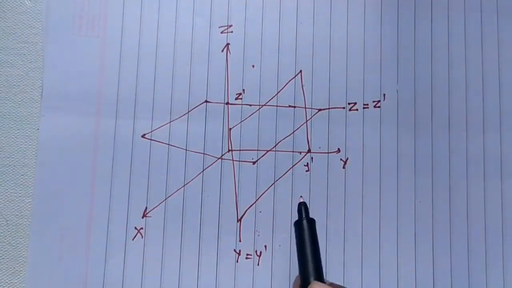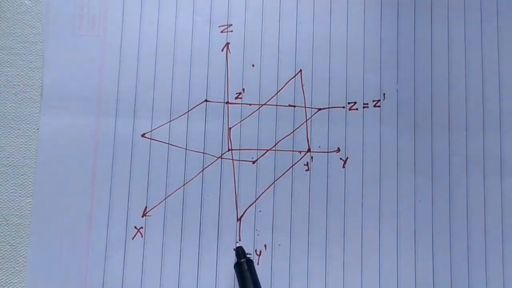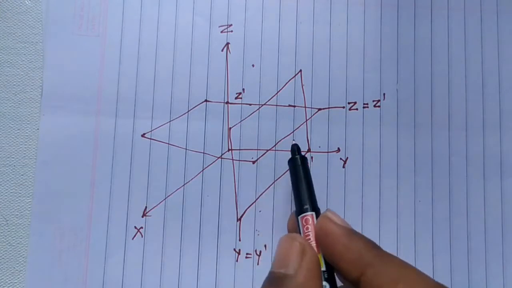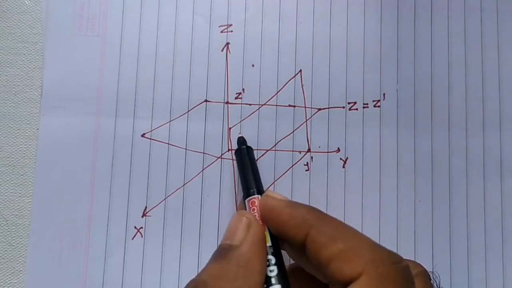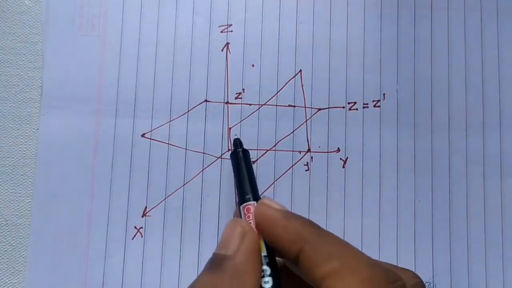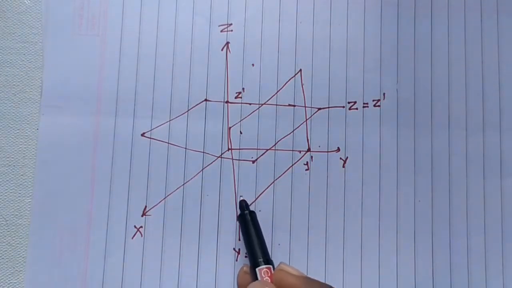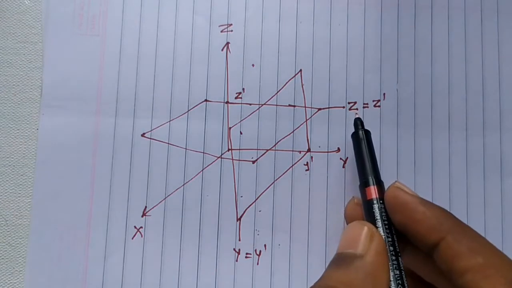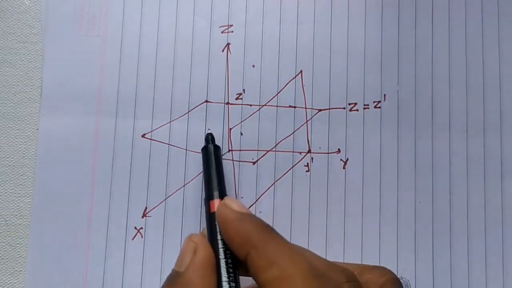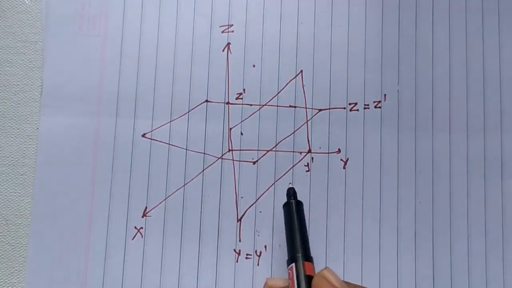You can observe one thing here. On this plane, I'm not going to name them because it becomes complicated. So on this plane, y is equal to y dash. Only y coordinate is fixed. Other coordinates x and z are varying. If you take this point, it has the same coordinate y is equal to y dash, and the other coordinates will be different. If I take this point, only y is equal to y dash is constant, and others are different. Similarly, if you look at the plane z is equal to z dash, you will notice that only z dash is constant on this plane. Other coordinates x and y are varying.